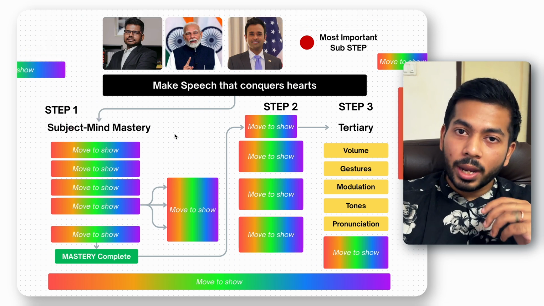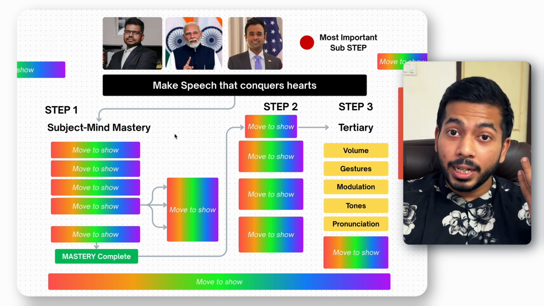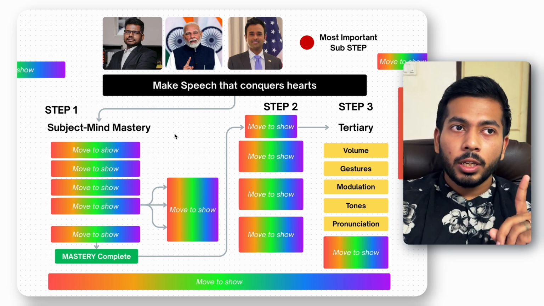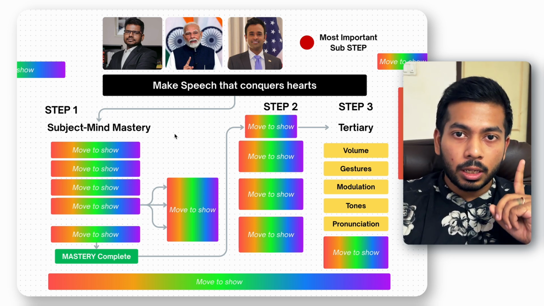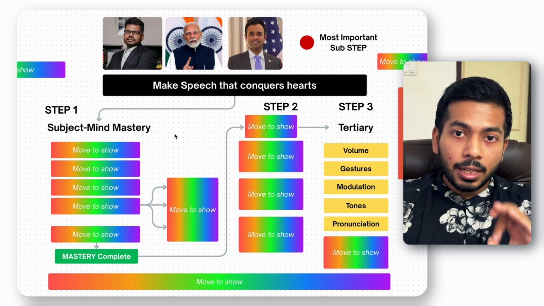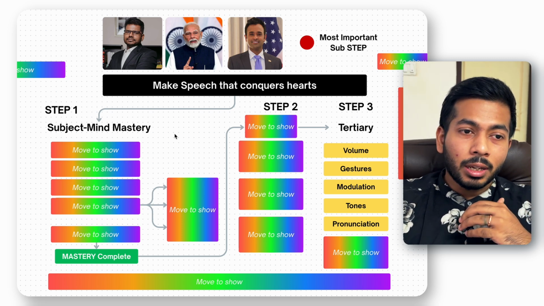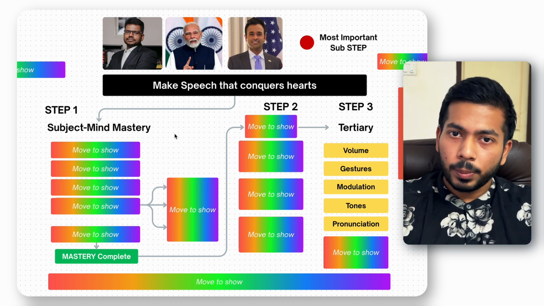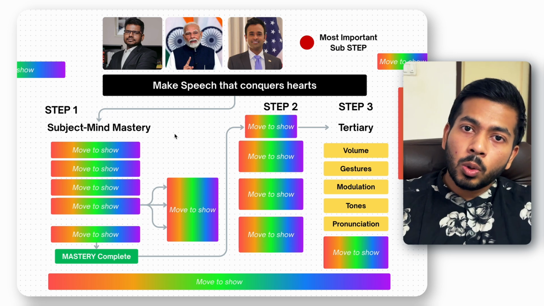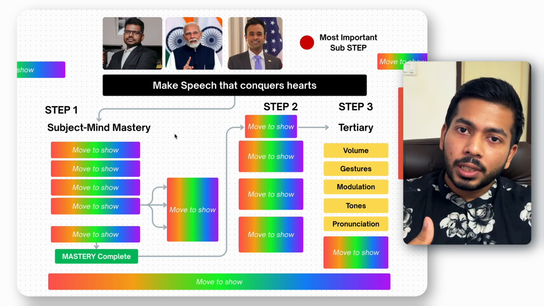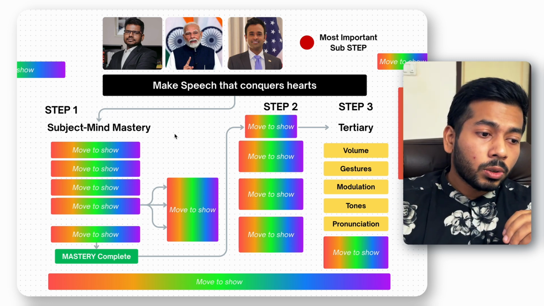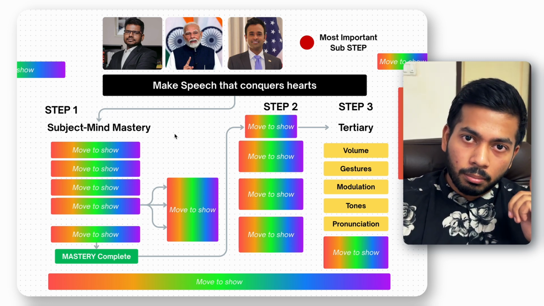Step number one is subject mind mastery. The first thing that's important when we start communicating is what are we communicating about? And that is one thing which people rarely focus on. They try to speak gibberish and then they wonder why it's not connecting with people, because people recognize when you have something valuable to say and when you're just speaking gibberish. People recognize that. So the first thing is subject mind mastery.